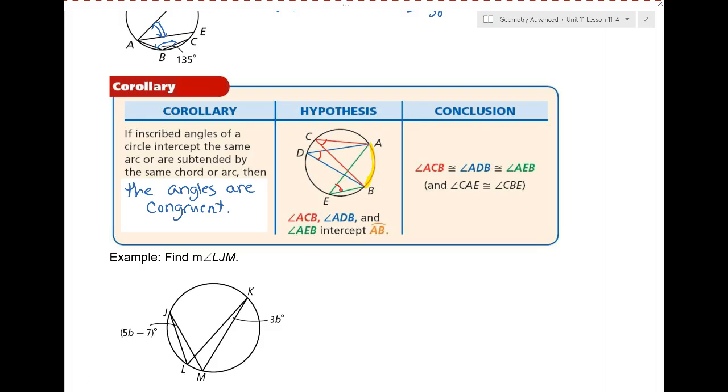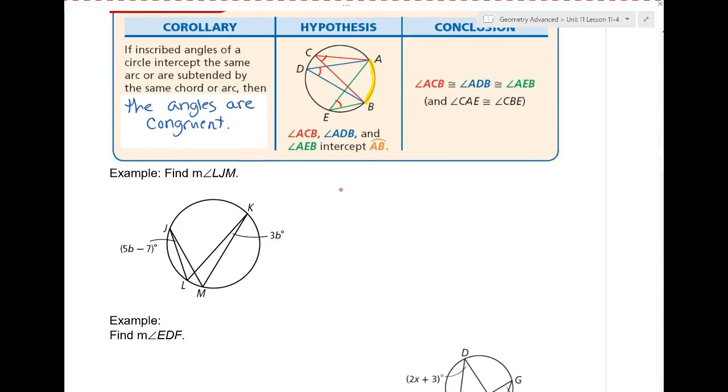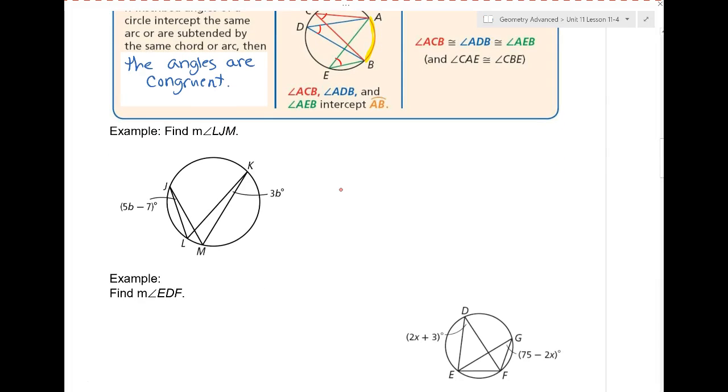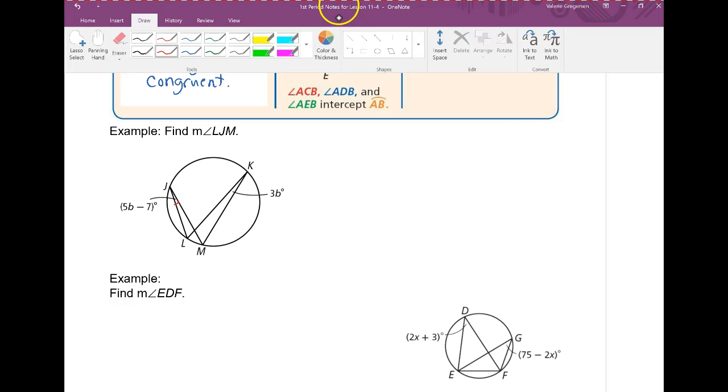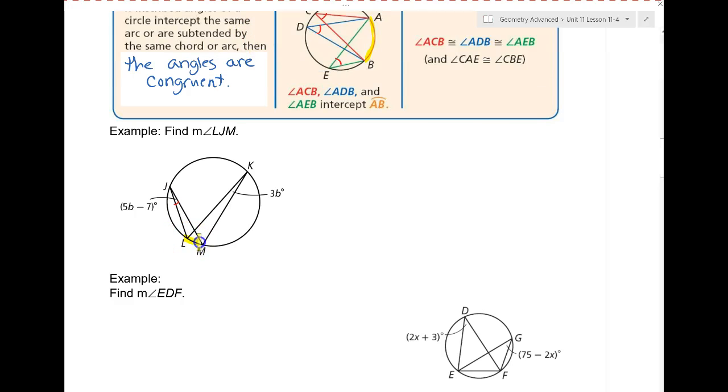All right, good. Let's try the next example. This time it says, find the measure of angle LJM. So I'm looking for this angle here. Now, the first thing you always look for is, where's its intercepted arc? Well, here's the intercepted arc. Unfortunately, do I know anything about its measure? No. So I now need to look for something else. Well, what else do you notice when you look at this one?